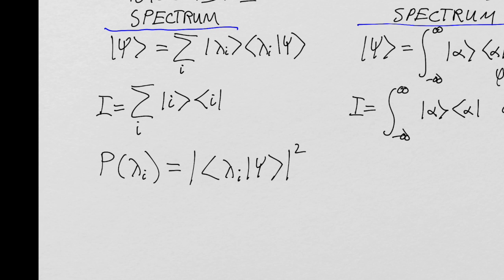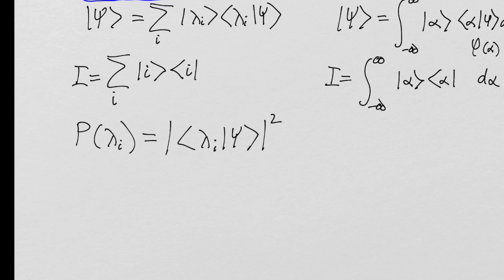Given that, this expression, remember, is a complex number. If we call that C, this is C conjugate times C. The magnitude of C squared equals C conjugate times C. Well, what does C conjugate times C look like? It looks like psi inner product eigenket I, times eigenbra I inner product psi, like that. And there you have it.